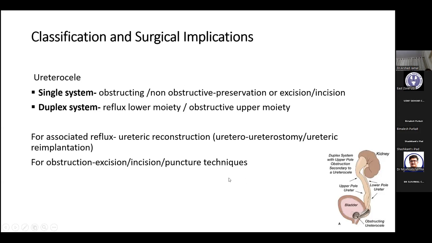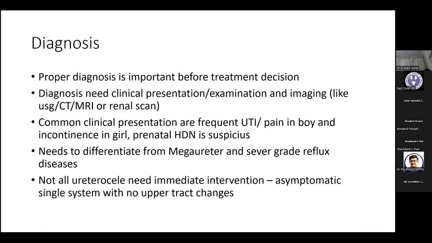For associated reflux, what will be the management? Usually ureter reconstruction, depending on the grade of reflux, either ureteroureterostomy or ureteric reimplantation. For obstruction, if the moiety is non-functional, there will be excision, or incision, or a puncture technique of the ureterocele. How to diagnose? Proper diagnosis is important before the treatment decision.